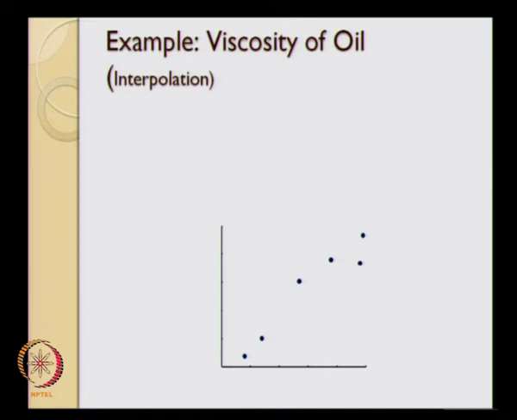What we can do is essentially fit a specific type of curve through these data points, and one example would be to fit straight lines between each successive data point. So you have a straight line joining this point and this point, you have another straight line joining this point and this point, you have a third straight line joining these points, a fourth one and a fifth one.